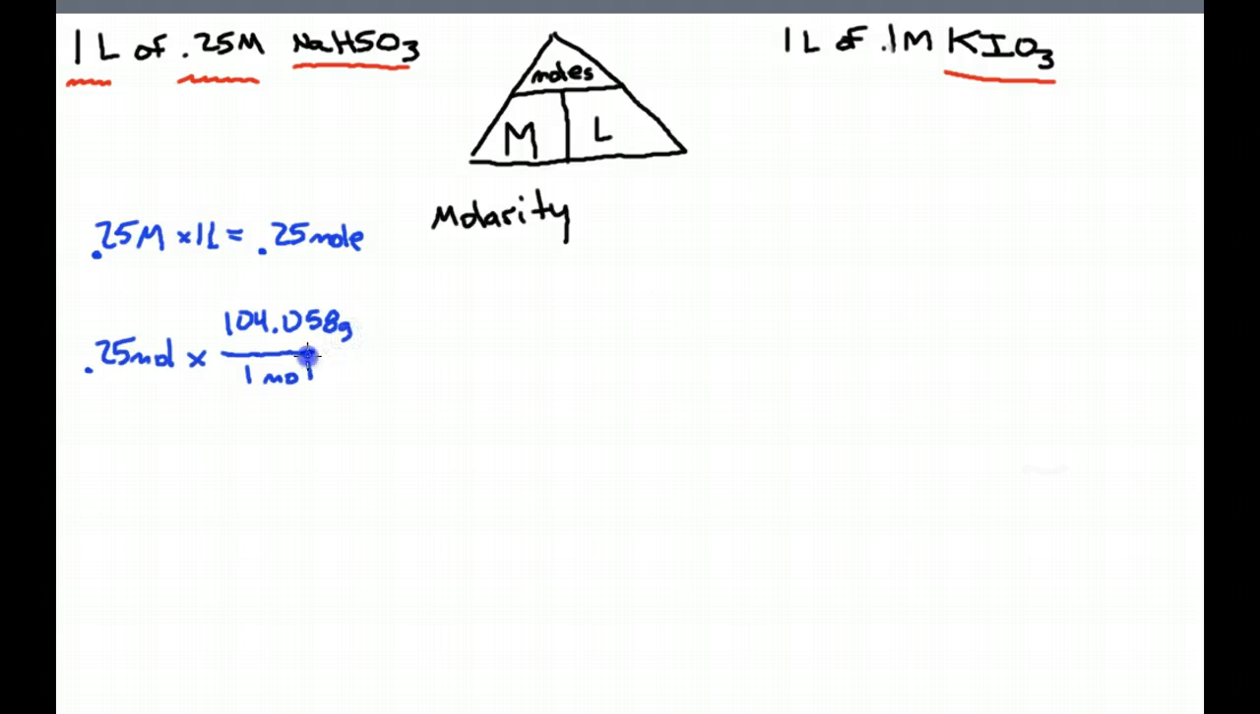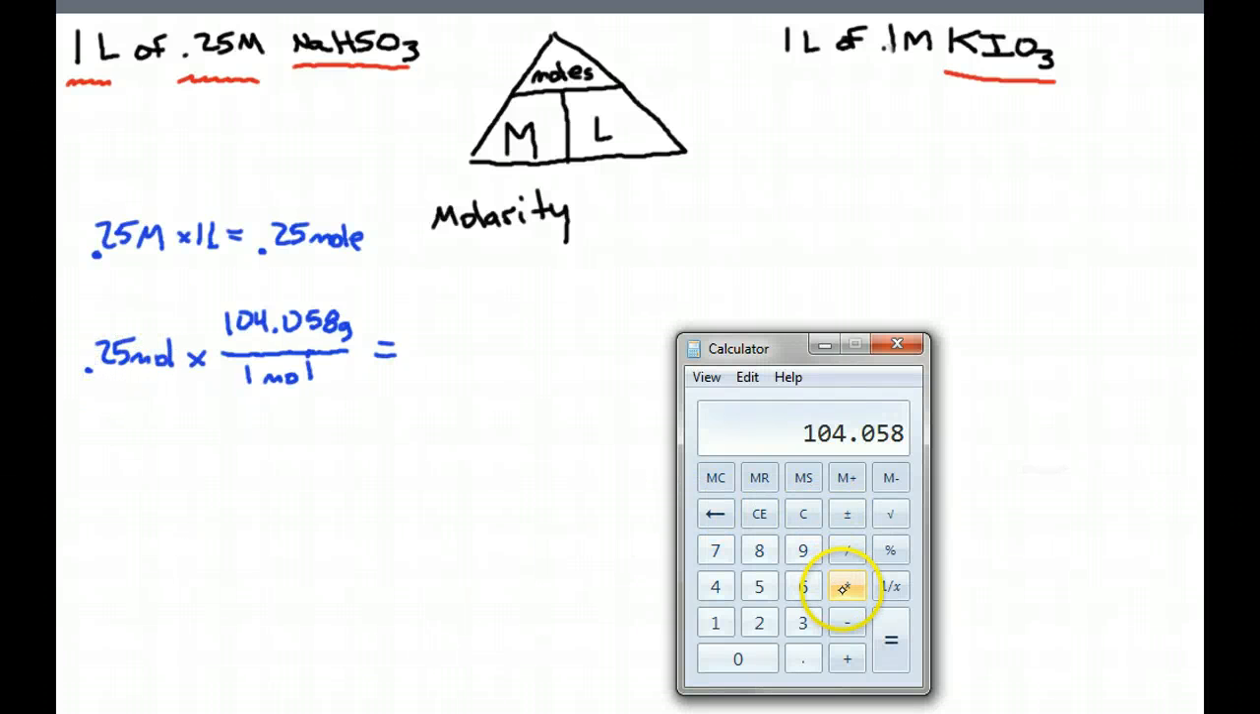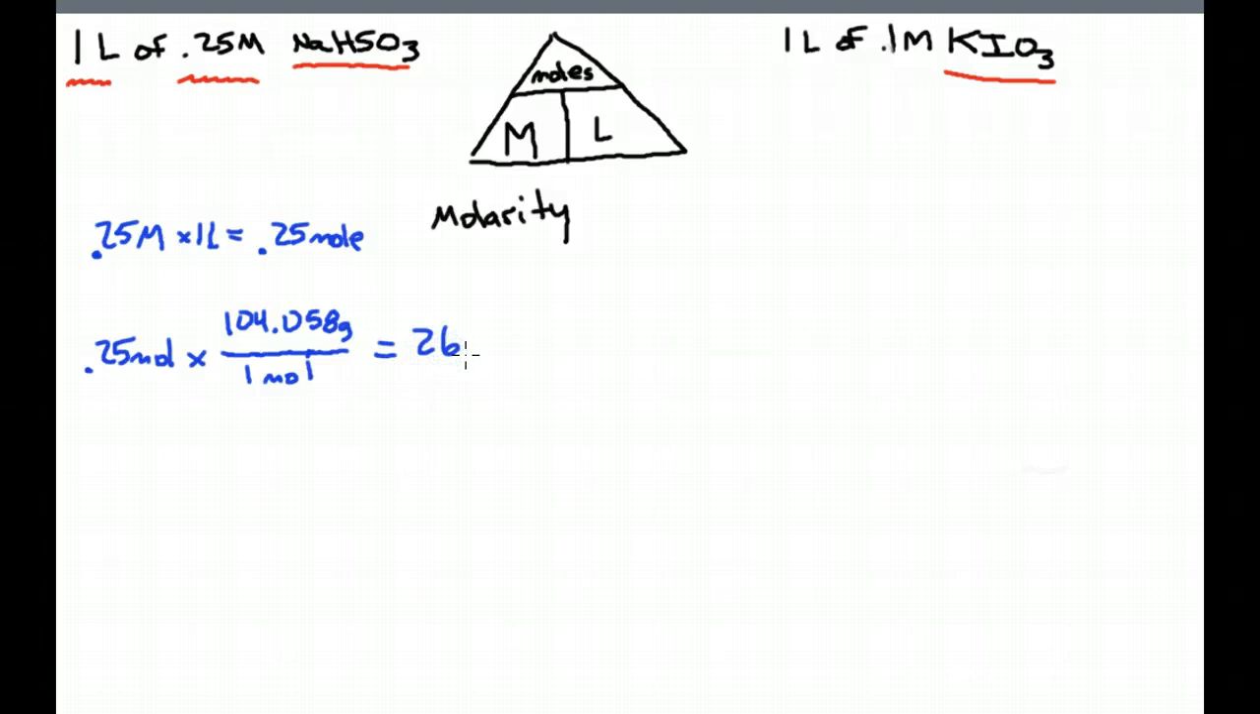104.058 grams. We need a quarter of that, okay? And so we're going to multiply that molar mass by 0.25. So back to our calculator, that number times 0.25, and we need 26 point, what is that, about 26.01? All right, on our balances, I would actually just put 26 grams of that onto a balance.